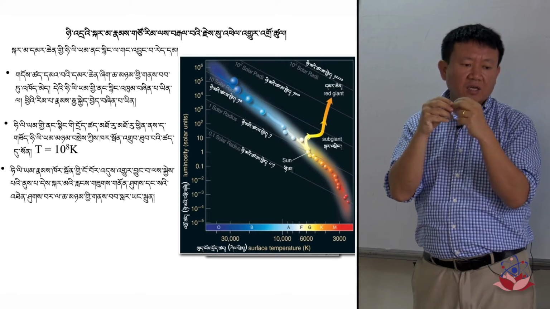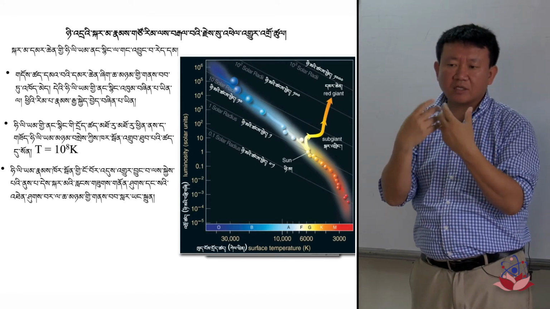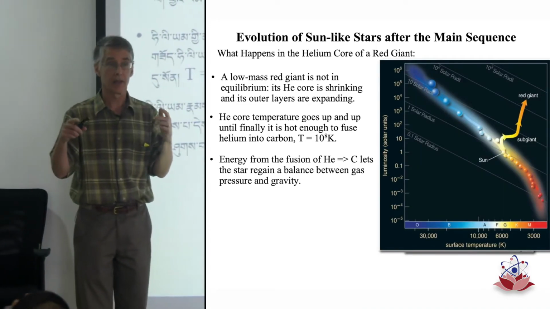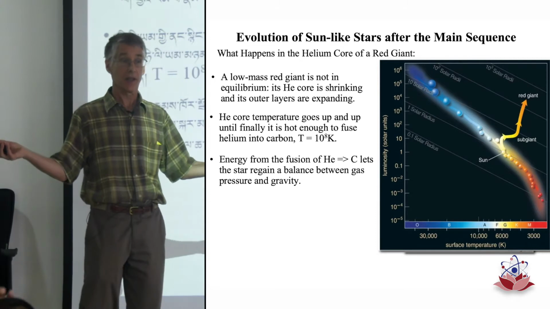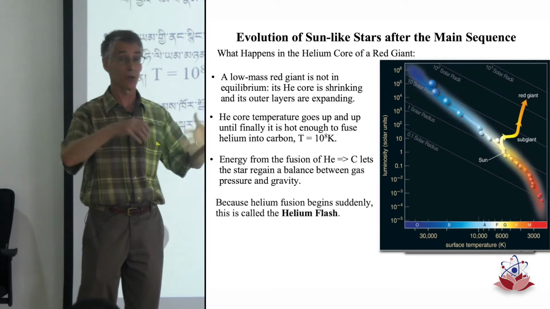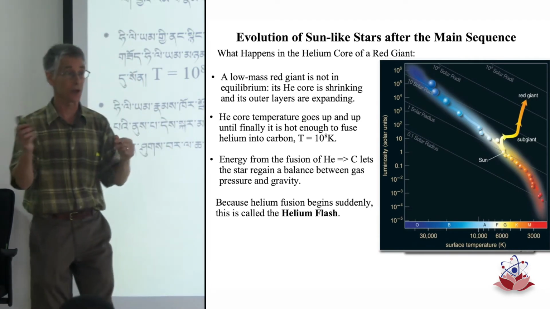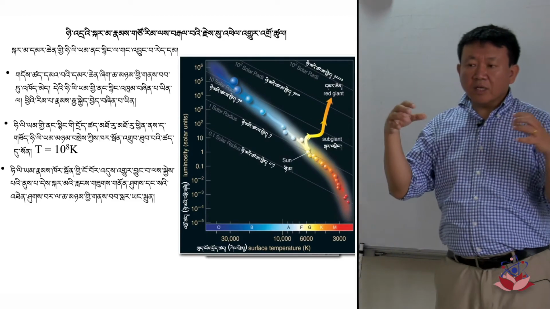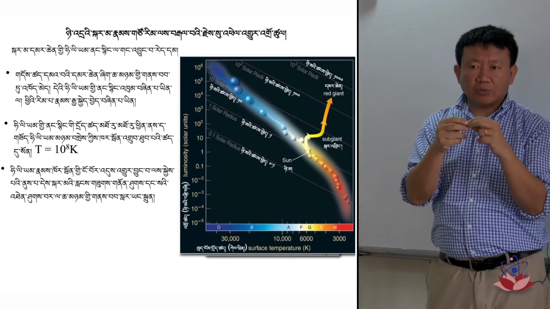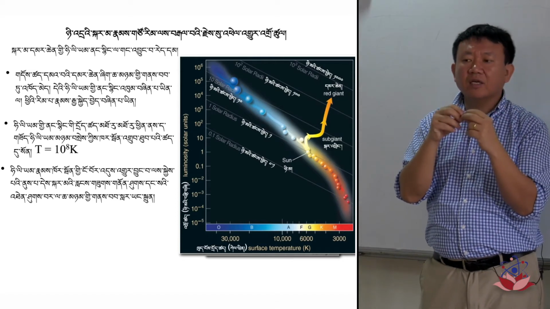So fusion of helium into carbon releases energy, and the sun can regain, or the star can regain hydrostatic equilibrium, or just equilibrium in its core, so it stops shrinking.